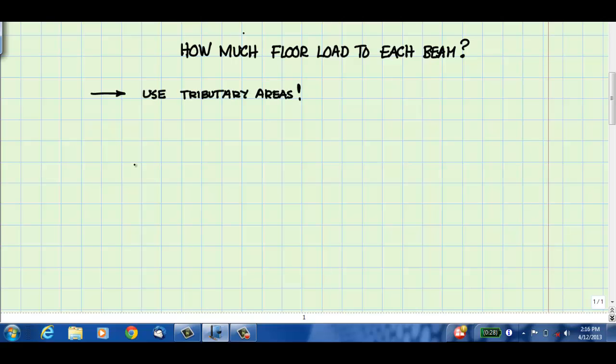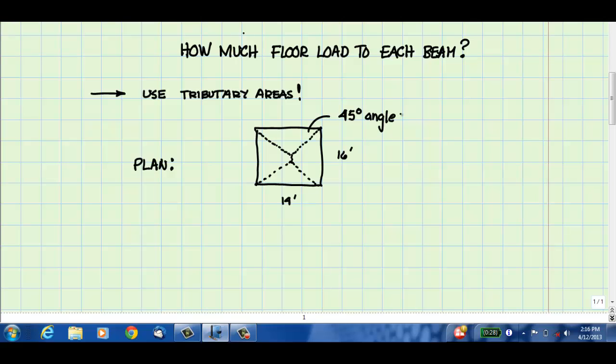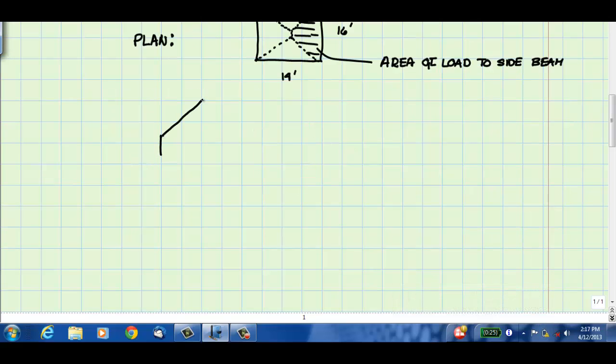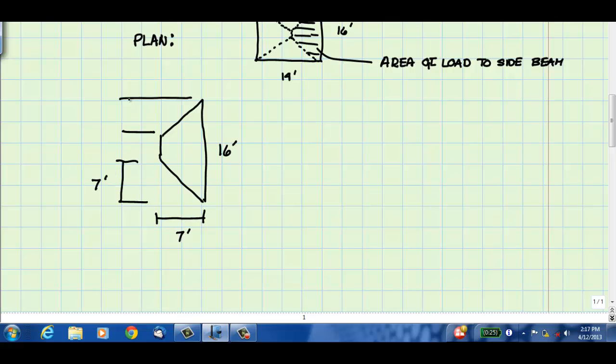To do this, let's look at a plan view of the slab. Start by drawing 45-degree lines from each corner toward the middle until you intersect another 45-degree line. Then look at the individual pieces of the floor area. The floor along the side with the 16-foot beam is shaded. Load from this area will go to that beam. To determine the size of the load, let's first dimension the shaded area.